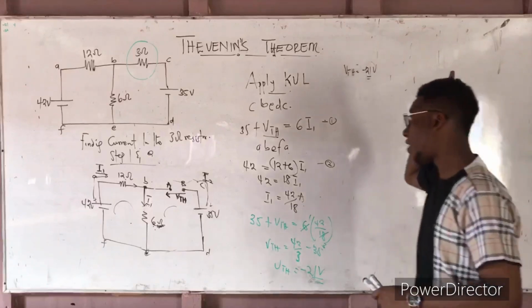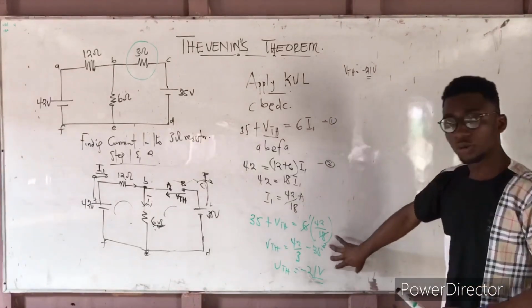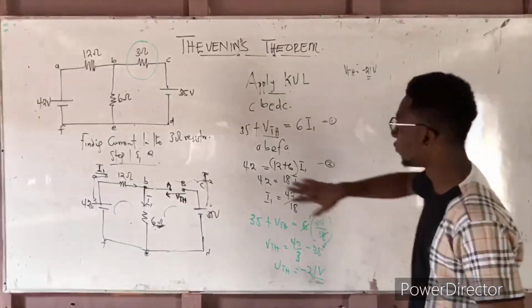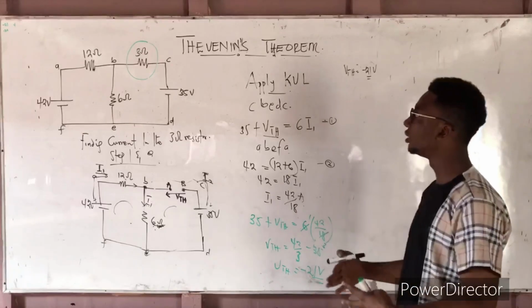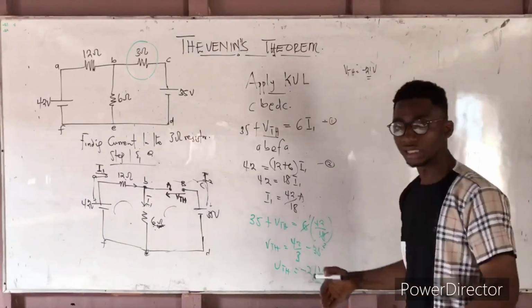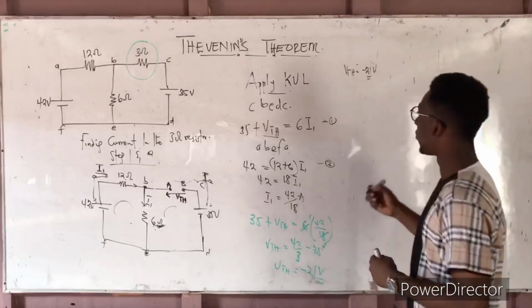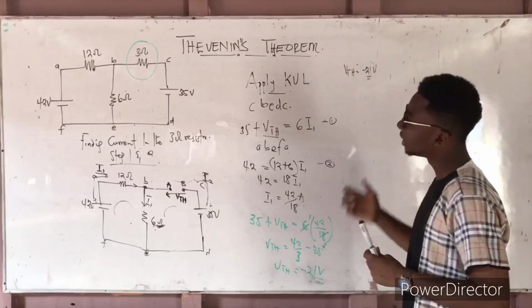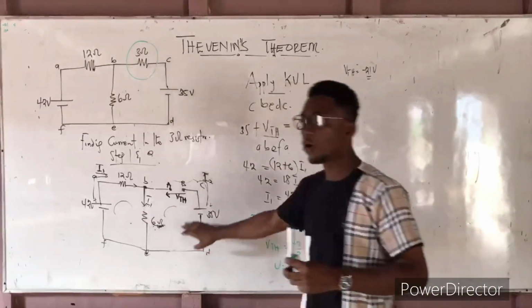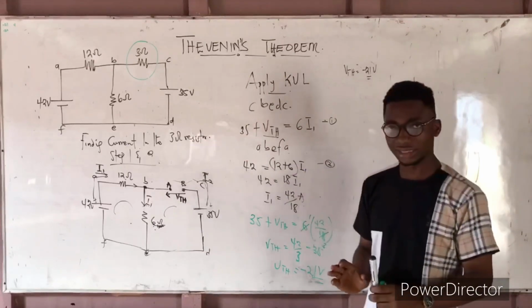Okay. Now the next thing we can do is that we have to find the Thevenin resistance. We have to calculate also the Thevenin resistance. How do you go about calculating the Thevenin resistance? Okay, so upon calculating the Thevenin resistance, we need to also short circuit all voltage sources within the electrical circuit diagram.